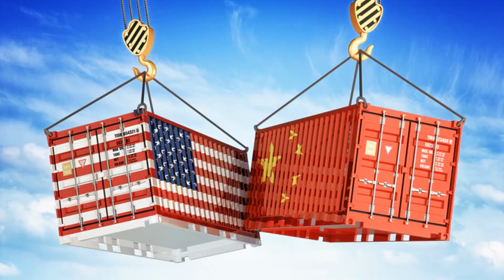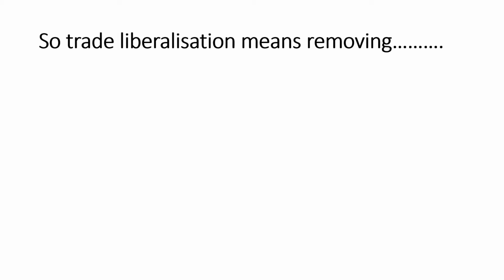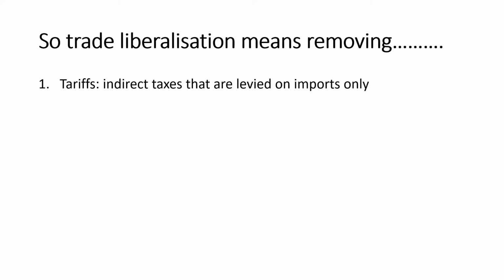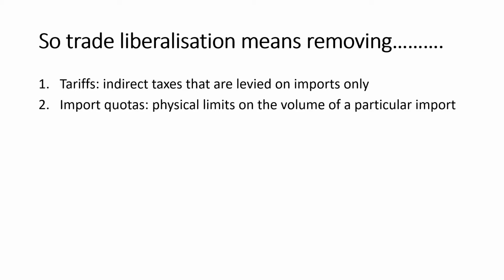Countries liberalise their trade when they remove protectionist trade barriers. Protectionism is the theory or practice of shielding a country's domestic industries from foreign competition. So, by implication, trade liberalisation means removing tariffs, which are indirect taxes that are levied on imported goods only. It also means removing quotas, which are physical limits on the volume of a particular import.